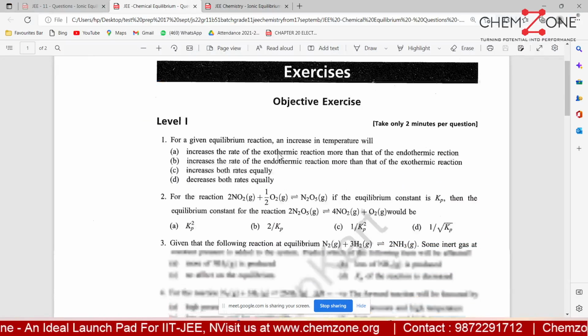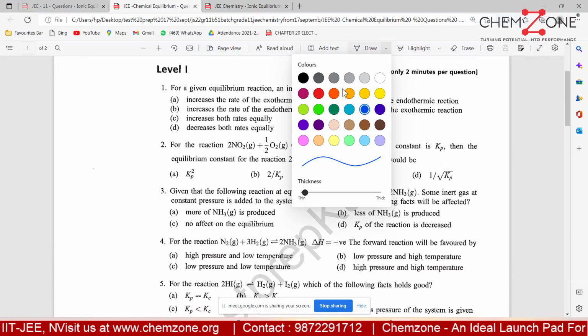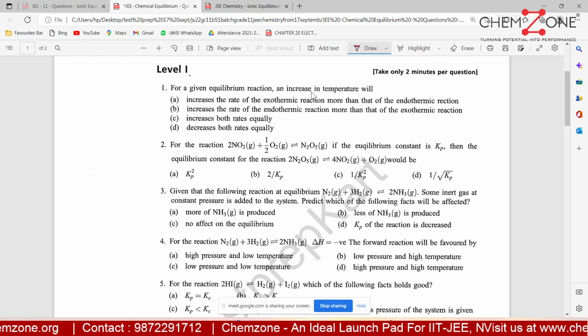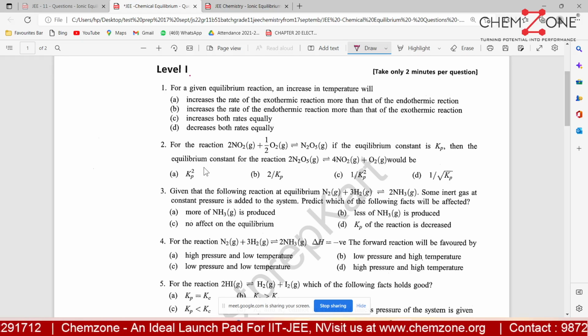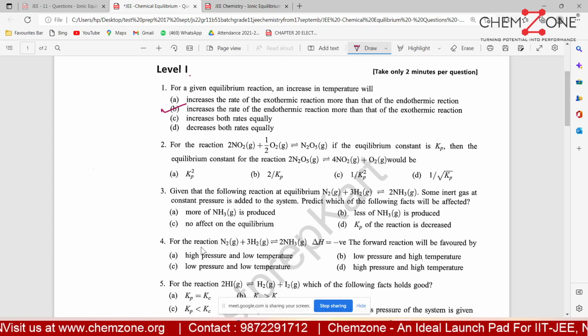I am discussing this assignment now. For a given equilibrium reaction, an increase in temperature will increase the rate of the endothermic reaction more than the exothermic reaction. Good. Second question.